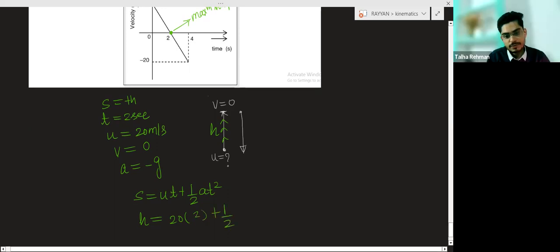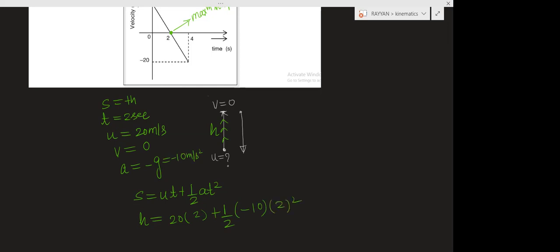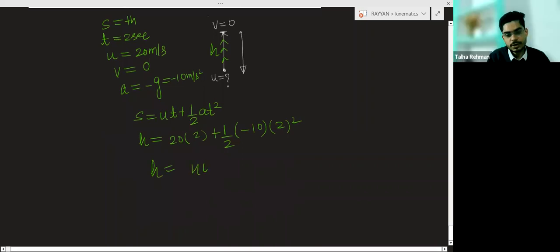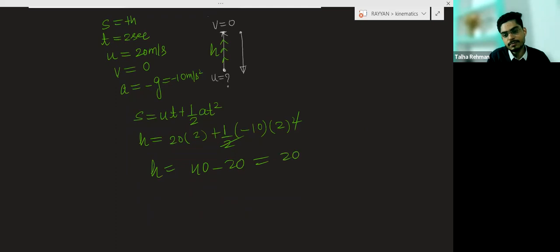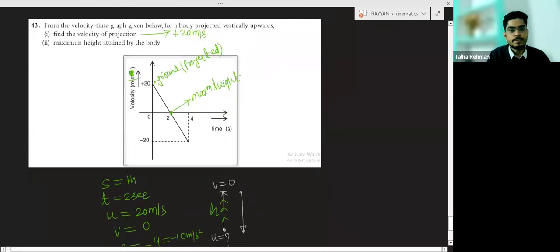Plus half. What is the acceleration? Acceleration you will take negative, minus 10. What is the time? 2 square. It will be 40. 2 and 2 will be cancelled out, minus 20. So the maximum height will become 20 meter. So the maximum height of the body you will get is 20 meter.